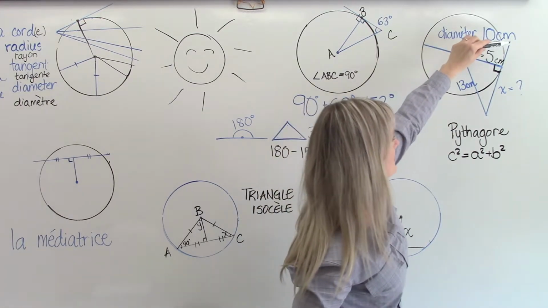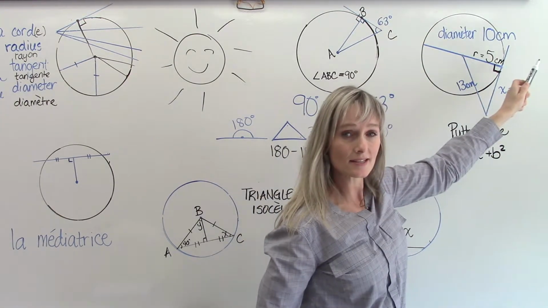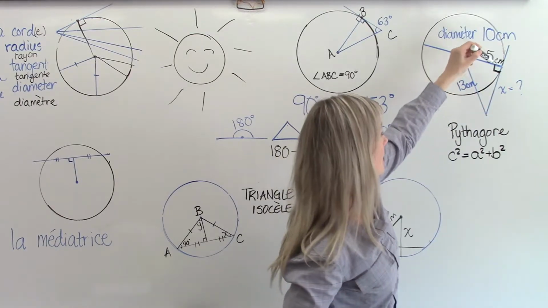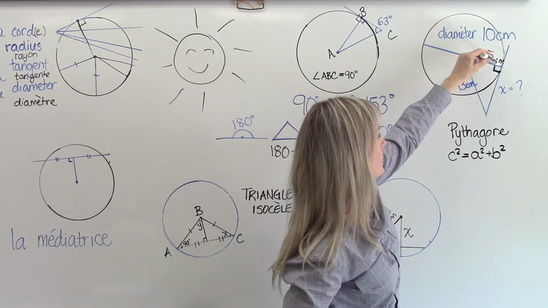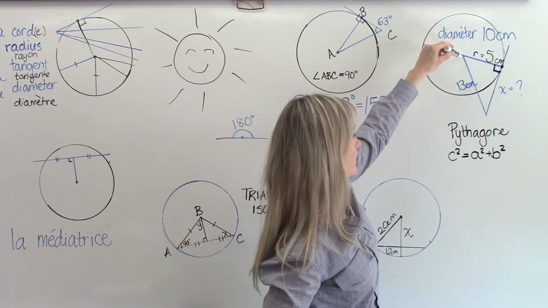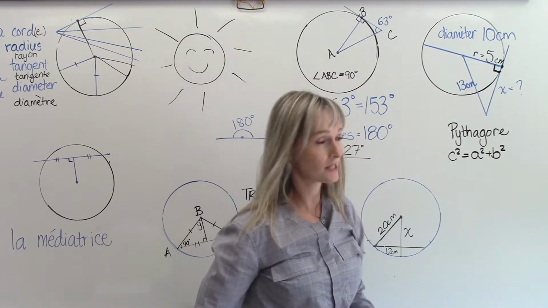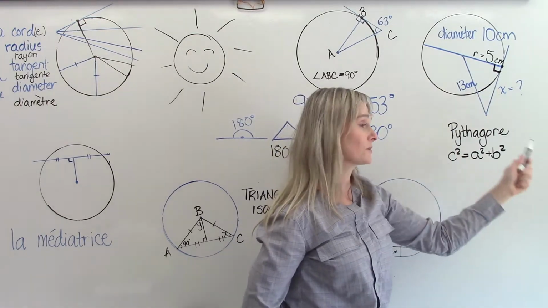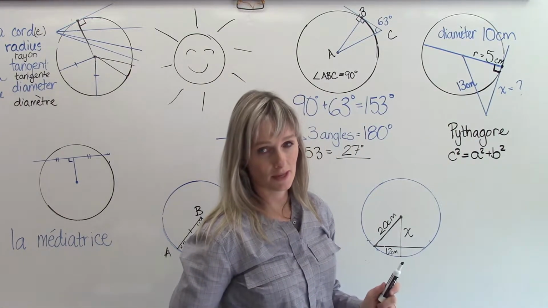And because this is the tangent, remember the tangent is the line that bumps up against the circle, and we've drawn a radius from the point of tangency to the center, we know that's a 90-degree angle. Because we know that's a 90-degree angle, we know we can use the theorem of Pythagoras.